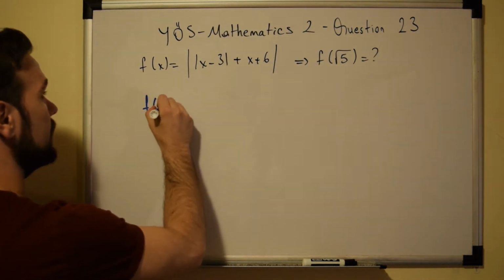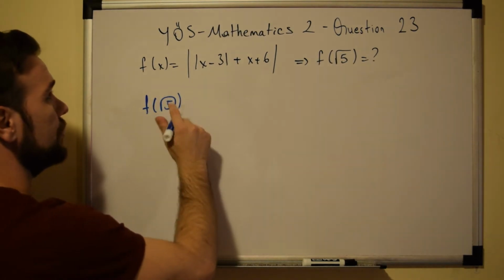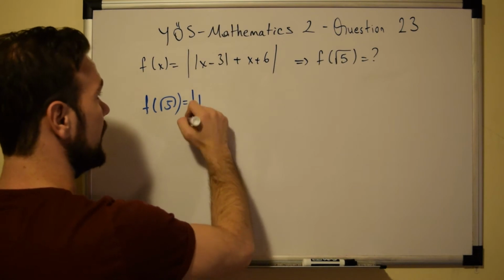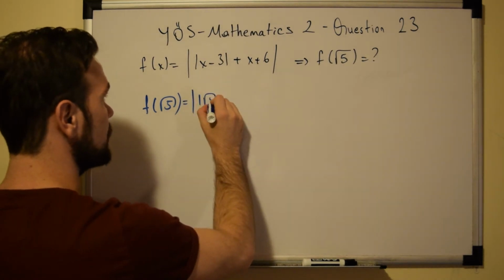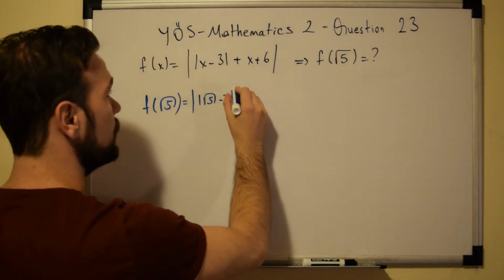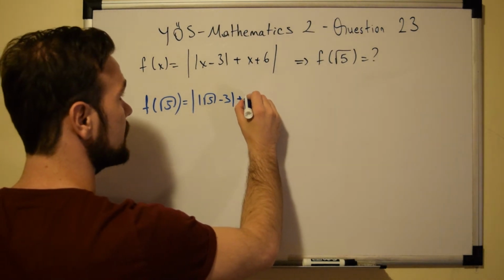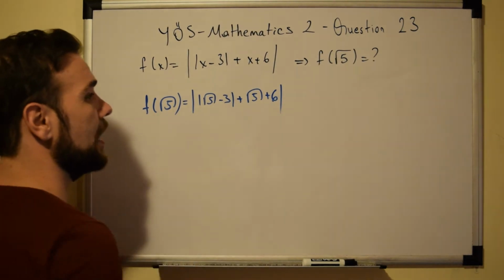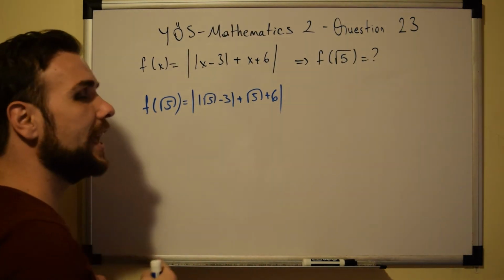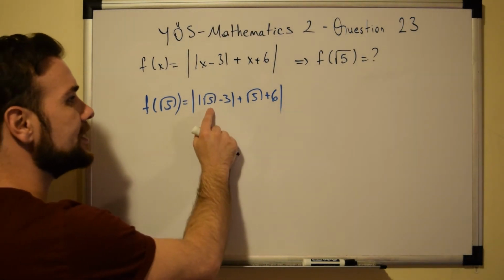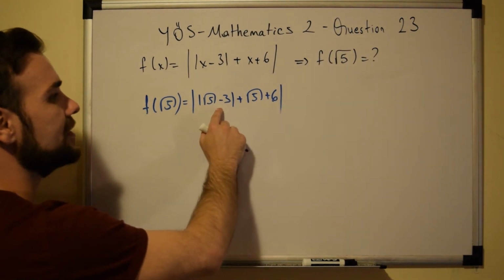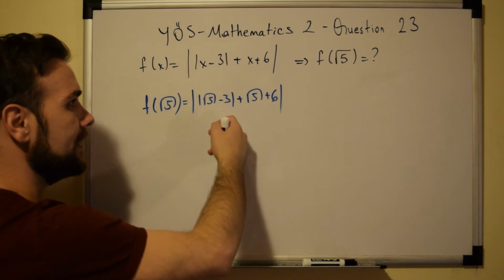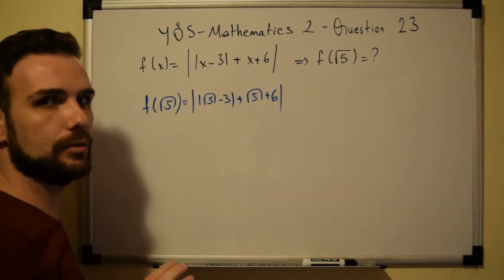So we have function of square root of 5 which is equal to, inside the absolute value we have another absolute value, we have square root of 5 minus 3, we close the absolute value, we have plus square root of 5 plus 6, and we close the big absolute value. Now what do we have to do in this case? We can see that the square root of 5 is less than 3. So what is another way I can write this so I can get rid of the first absolute value?